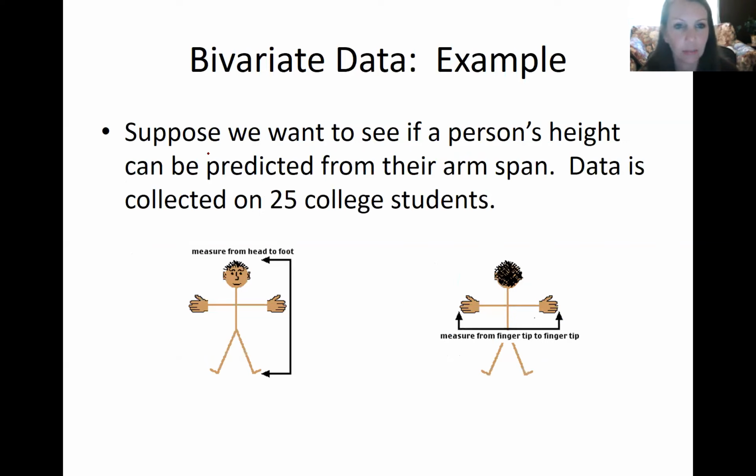So here's an example. Suppose we want to see if a person's height can be predicted from their arm span. And data is collected on 25 college students. So the height is measured from head to foot, and the arm span was measured from fingertip to fingertip across the back shoulder blades.